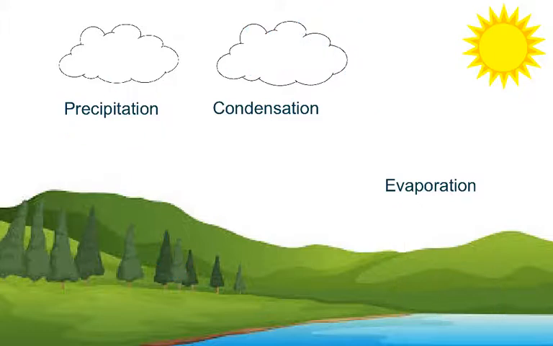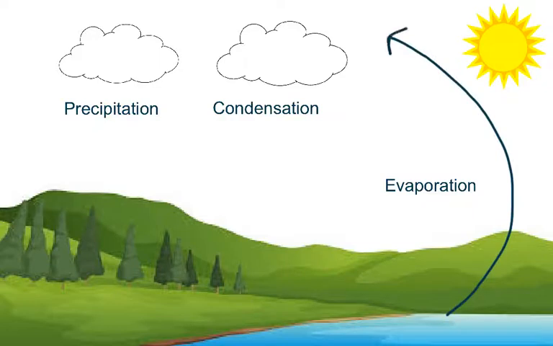So let's review what happened. We started with our water in a lake. As the sun heats up the water in our lake, it rises up as water vapor and goes into the sky, and we call this evaporation. Now, once it's up in the sky, the water vapor is turning back into water, or a liquid. And as it turns back into water, it's forming clouds. When water forms clouds, we call this condensation.